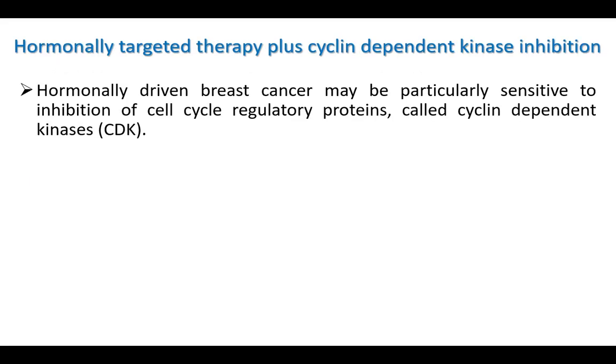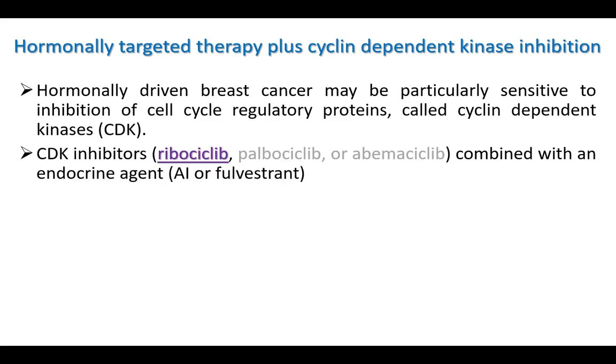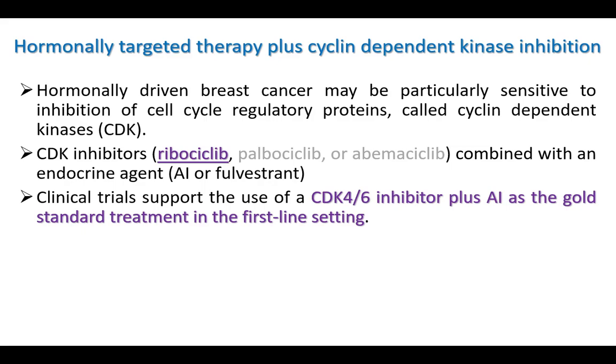Another drug, as I said, in the cell cycle, there is a role of cyclin dependent kinases. So if you inhibit cyclin dependent kinases, they divert the cells towards apoptosis. So one such drug is ribociclib, which is a CDK4/6 inhibitor. So CDK4/6 inhibitor plus aromatase inhibitor is a gold standard therapy, in the first line setting, when we are talking about the metastatic disease, palliative therapy.